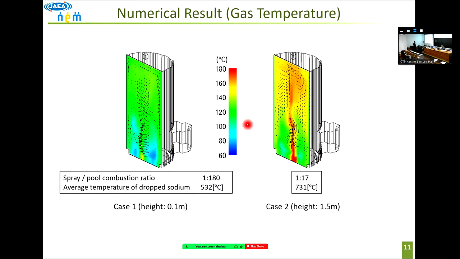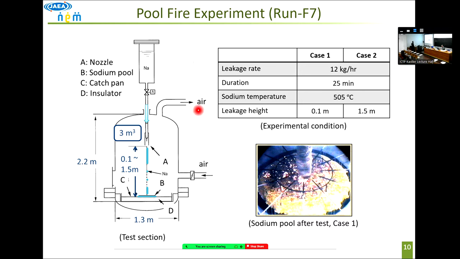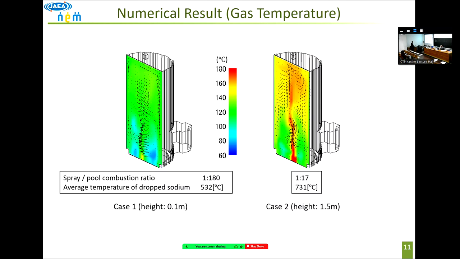And this is the numerical result of the experiment. And I forgot to mention that here we have fresh dry air fed in the experiment. And you will see some low temperature region, which is due to the fresh air. And you will have the high temperature region going upward due to buoyancy. And the left side is the low height case, and the right side is a little bit higher, not so high, only 1.5 meters. And you will see that both have almost the same leak rate.